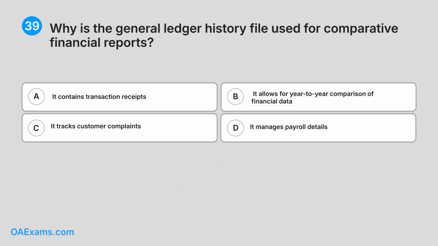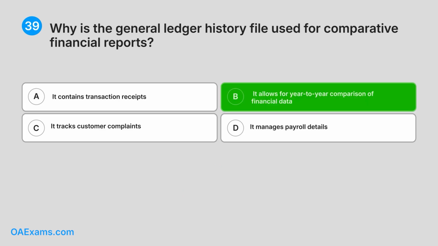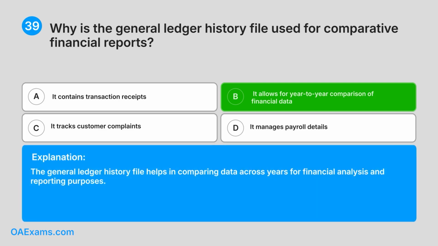Correct answer. B. It allows for year-to-year comparison of financial data. Explanation. The General Ledger History file helps in comparing data across years for financial analysis and reporting purposes.